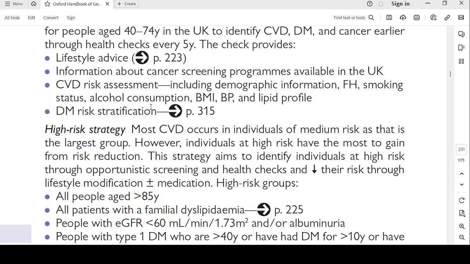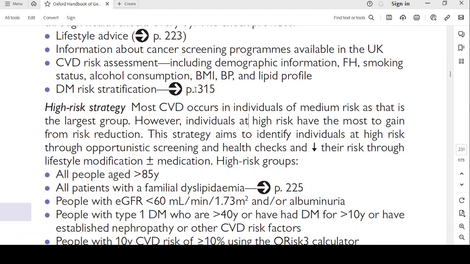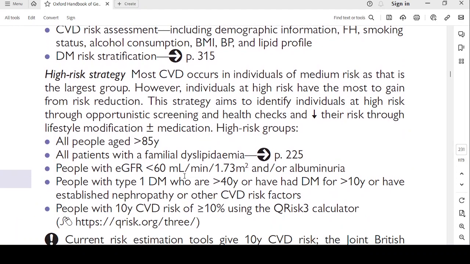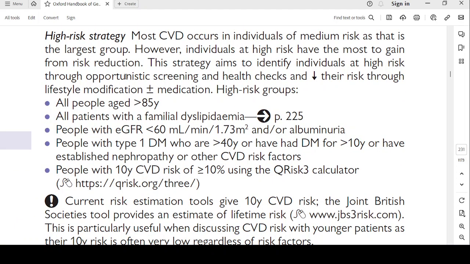So they do a CVD risk assessment, including while they take history, and they check the smoking and alcohol status, and BMI, blood pressure, lipid profile and DM risk stratification. We can see it on page 315. High risk strategy. So once you assess if they are at high risk, then what is your strategy?